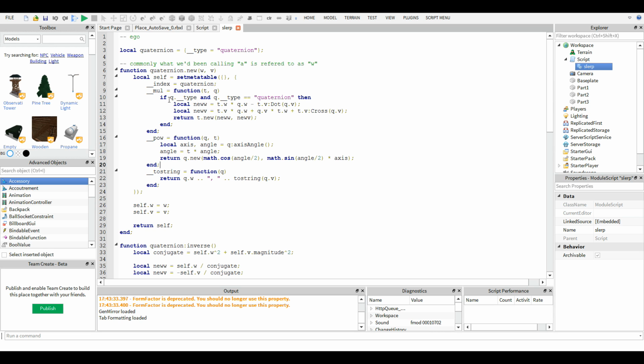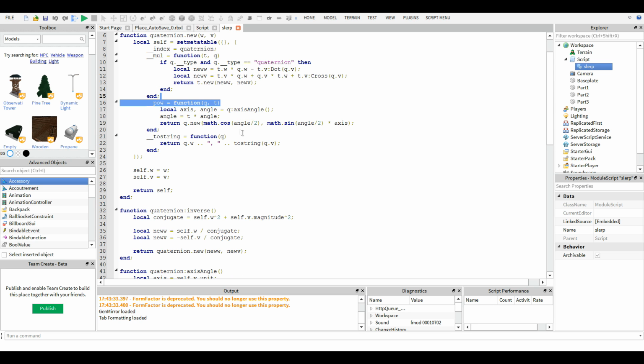So multiplication, what we're doing is we're taking two things, right? T is the actual first quaternion that's being multiplied against some second quaternion Q. We're just making sure that they're both quaternions. If they are, we're going to calculate our new W and our new V. We talked about how we do that in the video. And then we're going to return a new quaternion with these new values.